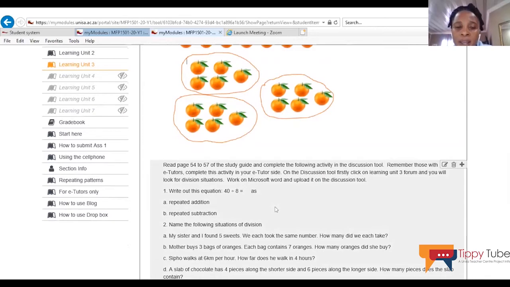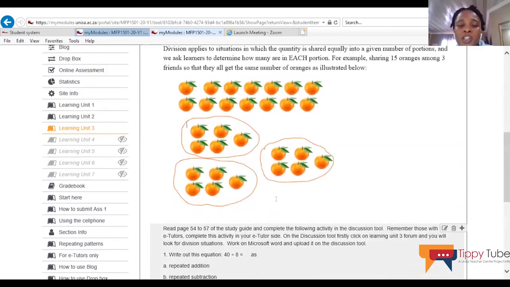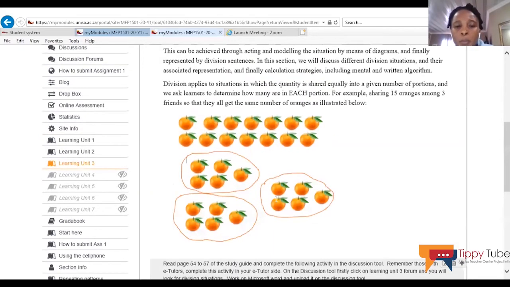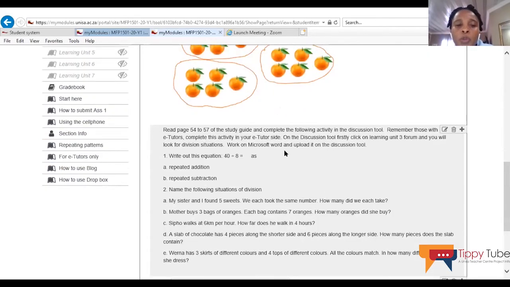Now you are requested to read page 54 to page 57 in your study guide, wherein you'll find other activities that guide you on how to do these division situations. Most importantly, we are giving you this activity, which you need to do on Microsoft Word and upload on your discussion tool. On the discussion tool, you'll find a forum named division situations. That is where you're going to upload this activity.